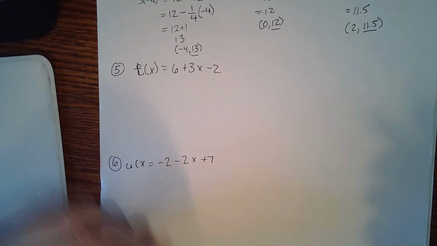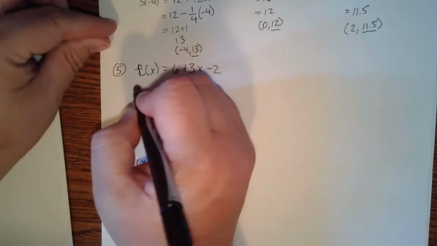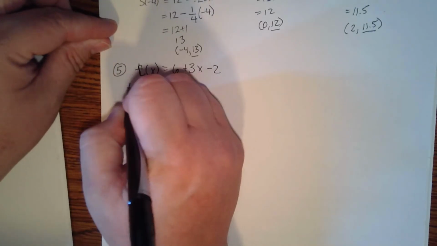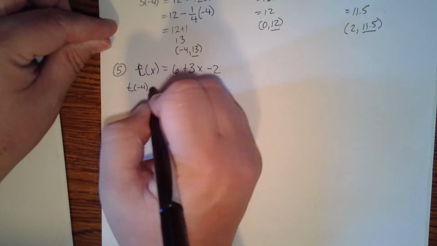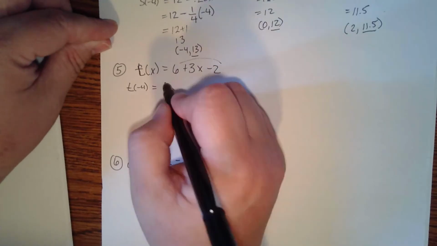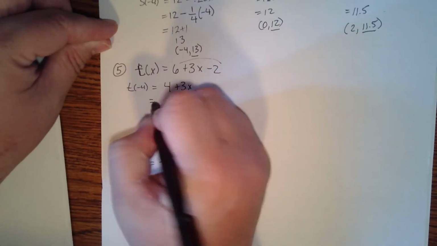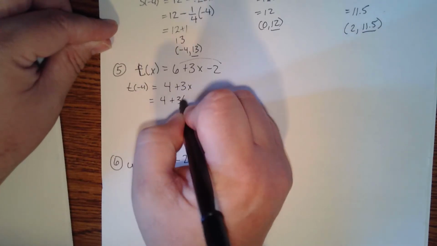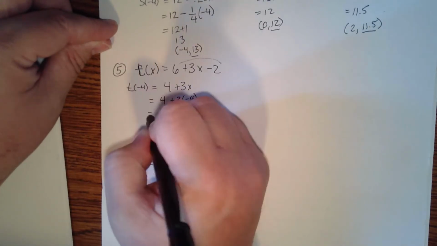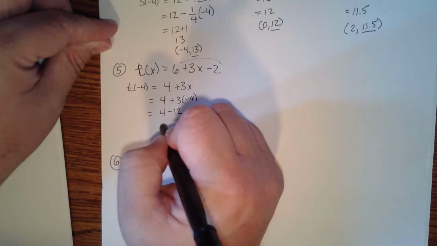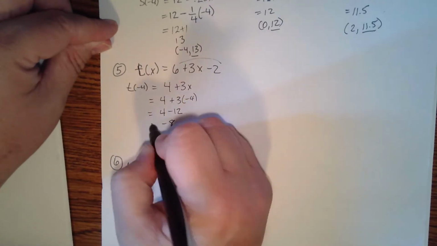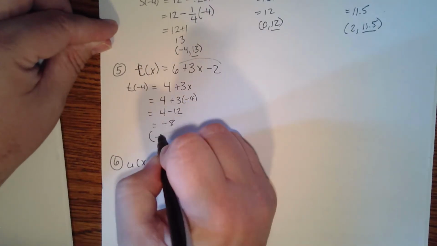Look at number 5 here, same thing. We're going to have t of -4 equals, now go ahead and combine these two. So this is going to be 4 plus 3x. So I'm going to have 4 plus 3 times -4. So I'm going to end up with 4 minus 12, which is going to be -8. So if we have -4, we're going to have -8.